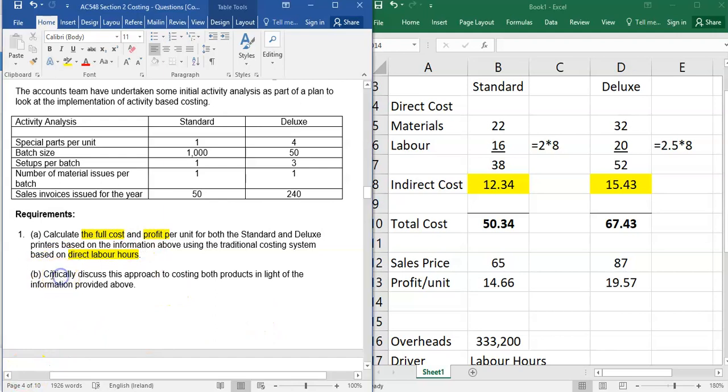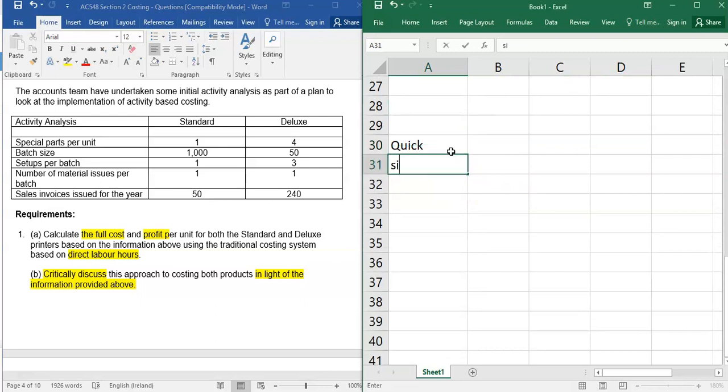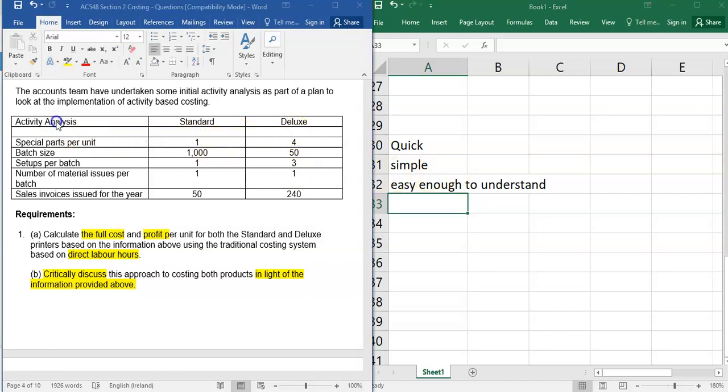Part B asks you, and watch this word, critically discuss. That means discuss the pros and cons. You need to critically discuss this approach to costing both products, and again watch the wording, in light of the information above. That means use the information above to justify your points. You can go back and have a look at the solution because it's worded out, but I'm just trying to show you, critically discuss, what's good about it? What's good about it in quite simplistic terms is it's quick, it's simple, it should be easy enough to understand. If you have some basic knowledge of accounting, it's relatively easy, one bucket and one driver. But on the other hand, and this is the key point students had to note, it's probably too simplistic. Why? Because it's not going to capture the complexity that you have in the activity table.